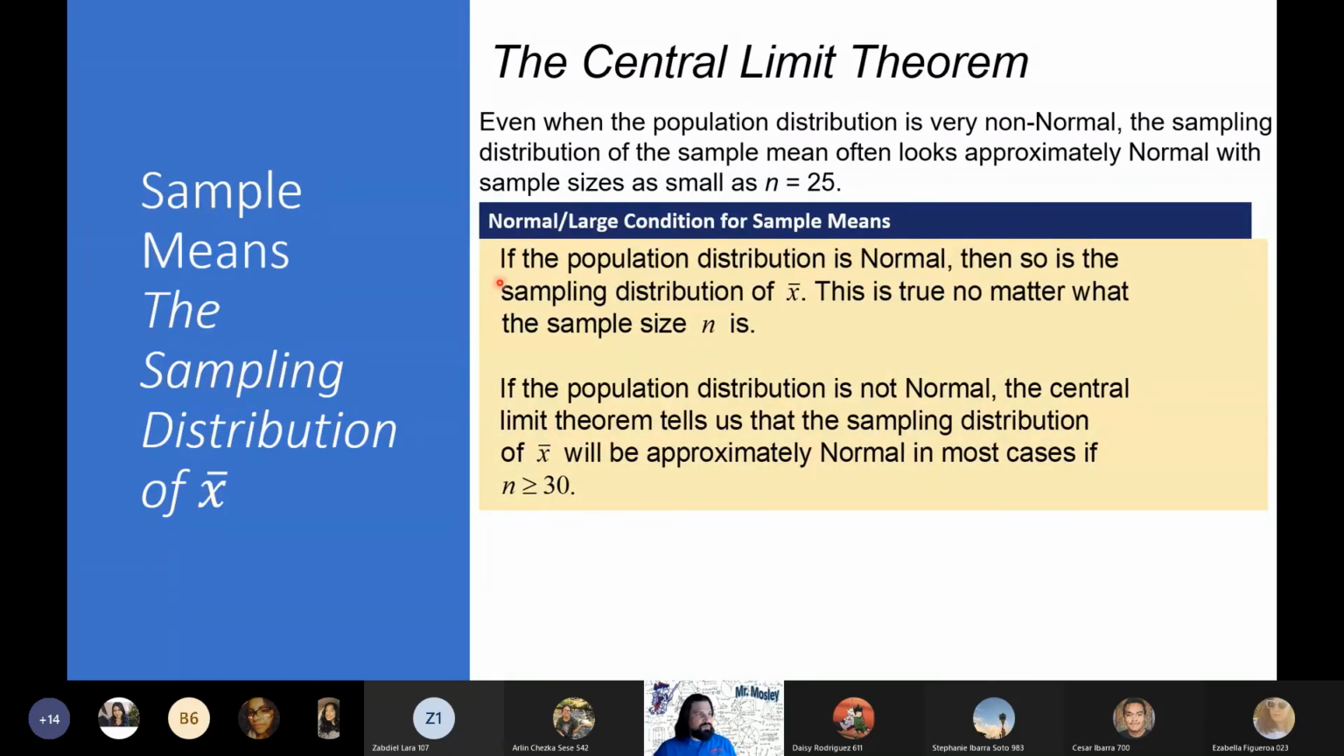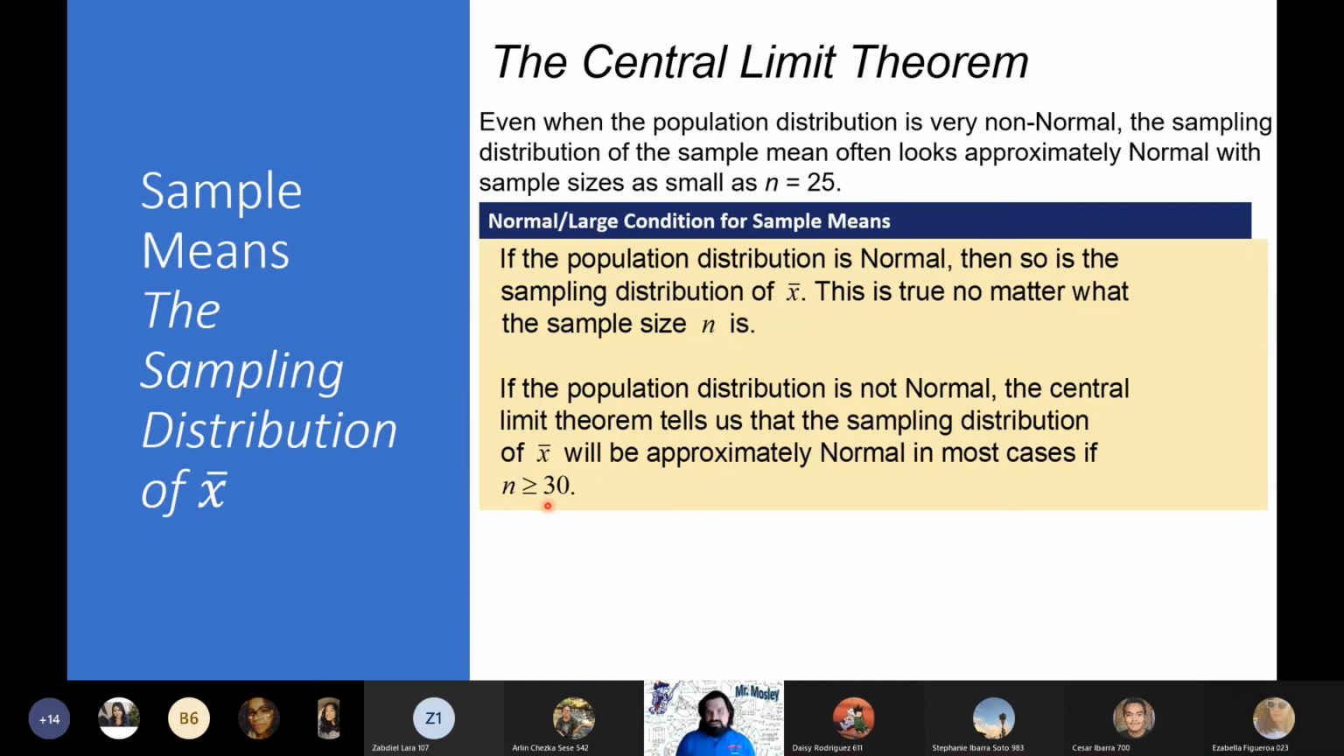This first paragraph is what we knew before. If the population distribution is normal, then so is the sampling distribution of x bar. This is true no matter what the sample size n is. So we start normal, stays normal. If the population distribution is not normal, the central limit theorem tells us that the sampling distribution of x bar will be approximately normal in most cases if n is greater than or equal to 30.